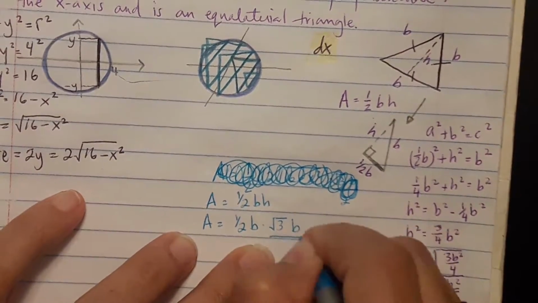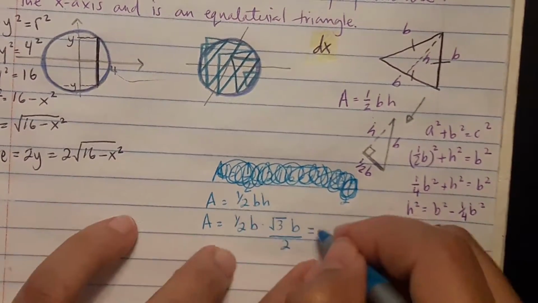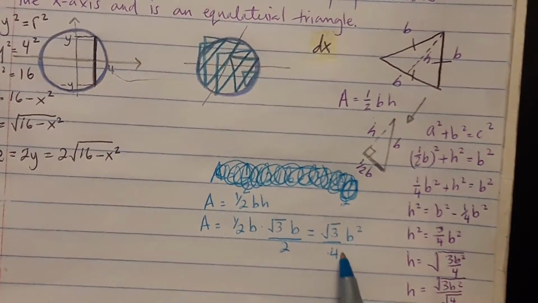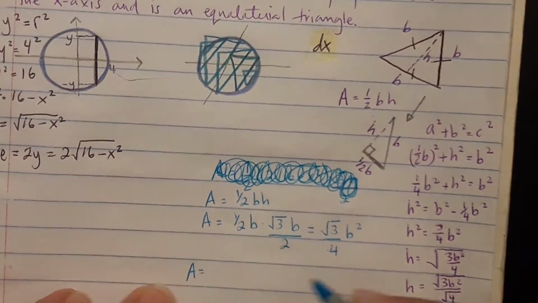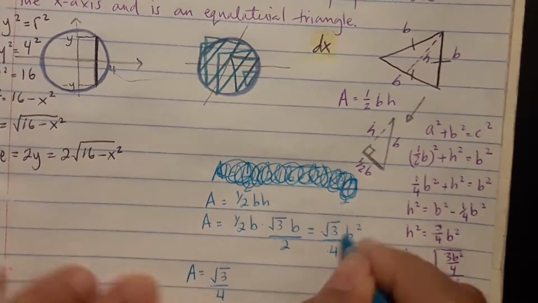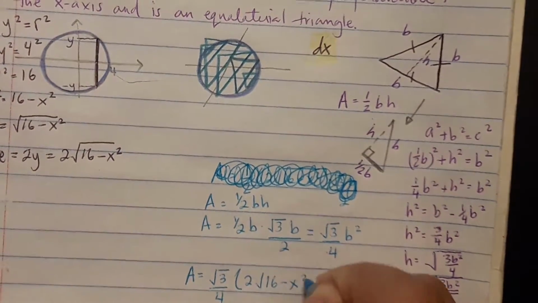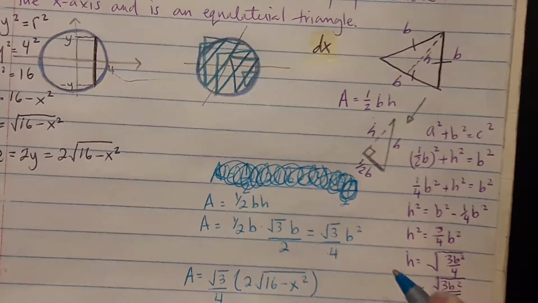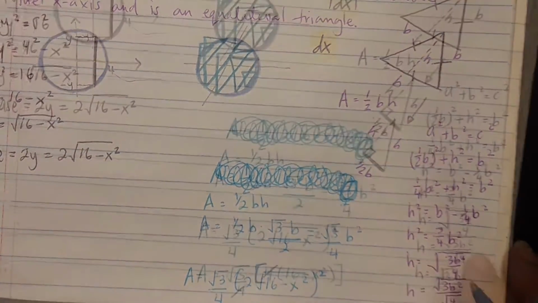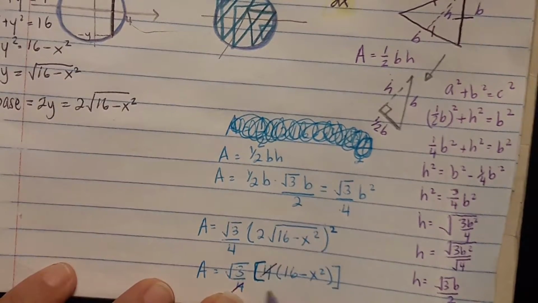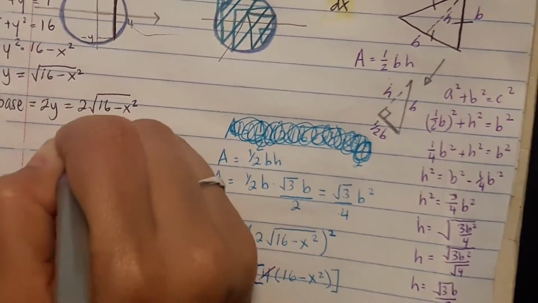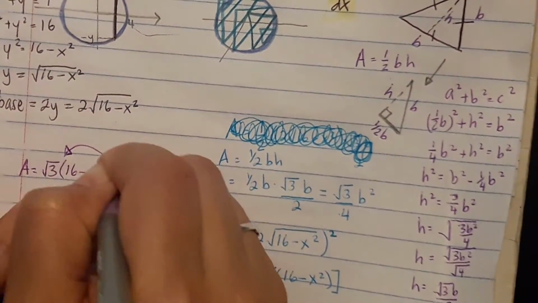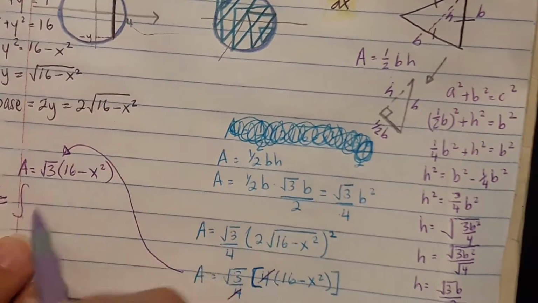Now I'm going to put this in here. So area is a half base times the height, and that's the height. I can simplify this to give me radical 3 over 4 b squared. Well, b squared, remember, is (2 radical 16 minus x squared) squared. Just plugging that in, this is now my new equation, and look, it's all in terms of x. So now I can find my volume in terms of x. That was supposed to be b squared, I forgot to put that in there. So it simplifies basically to radical 3 times (16 minus x squared).